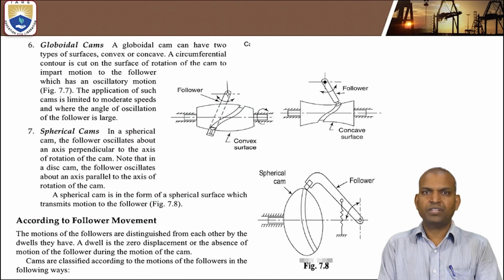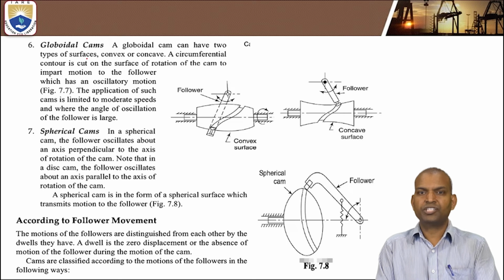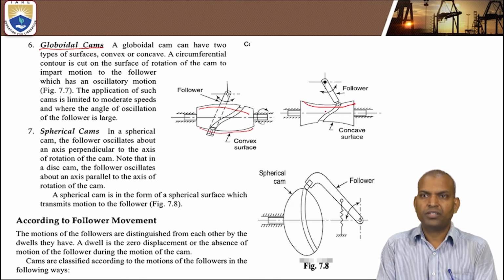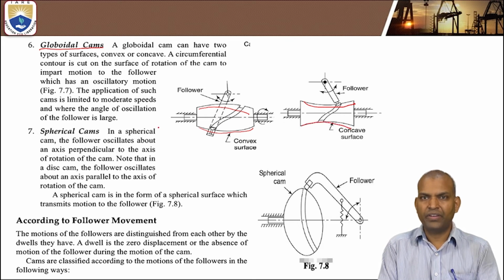Now the sixth category of the cams, based on geometry we are studying, is called globoidal cams. Here the globoidal cams have two types of surfaces. If you understand here, there are two types of surfaces, convex and concave. This is convex and this is a concave surface. But both the convex and concave surfaces have grooves on their surfaces.